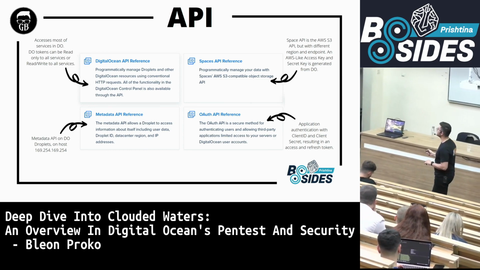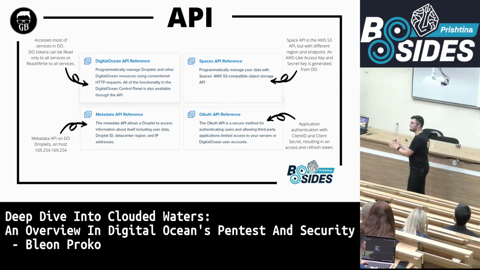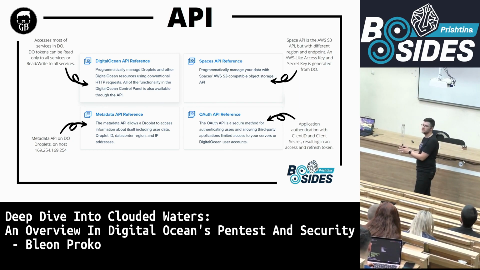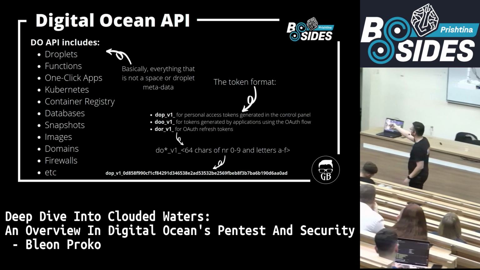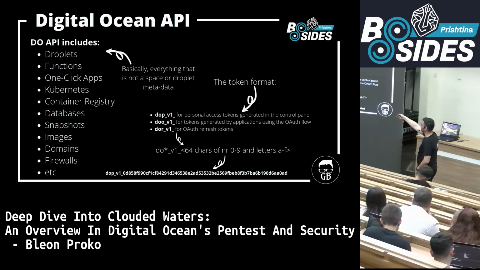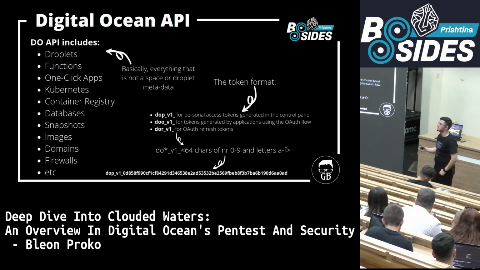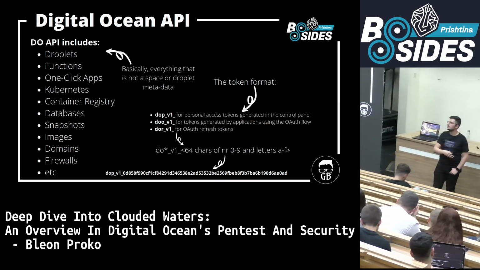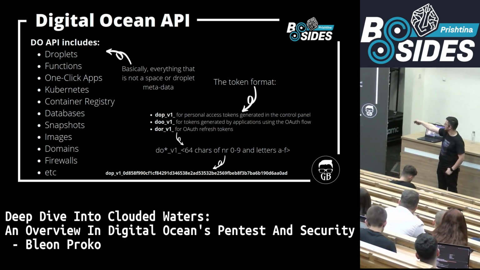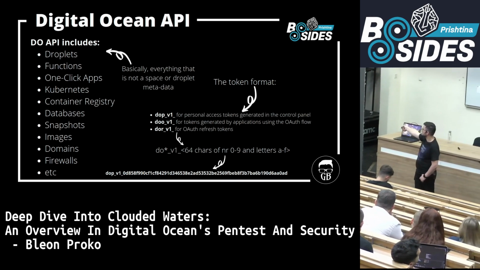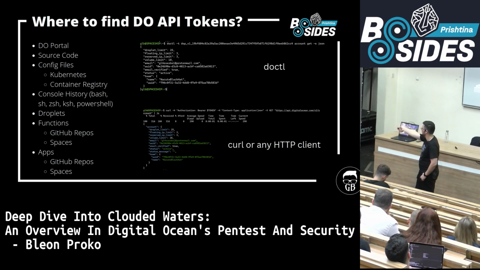Is the Spaces API, which is literally the AWS S3 API. And the OAuth API, which we'll be looking at, because this can be used for phishing. The API can access basically anything that is not a space, that is not metadata, and anything that will not lead you to the portal. It has this format, and that's all you need to look at. If you want to look for those in the source code, this is what you need to look for.